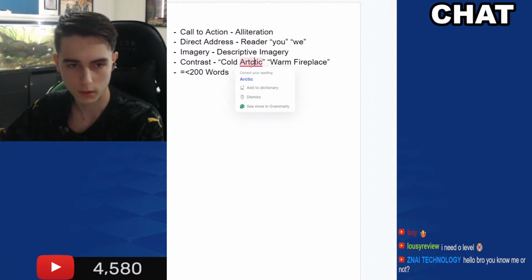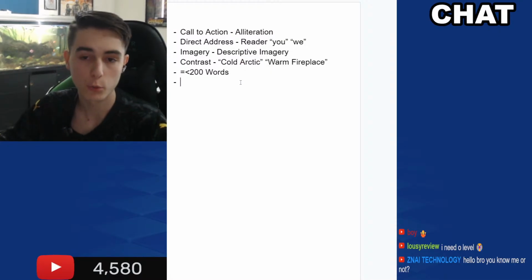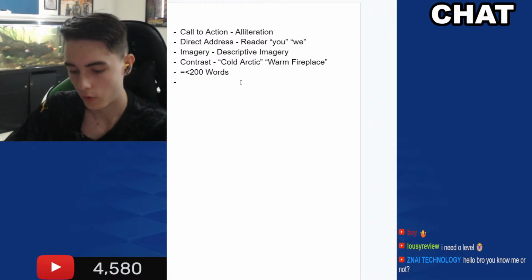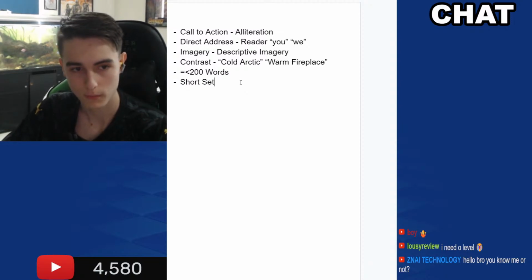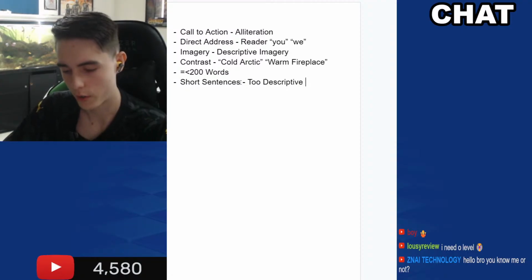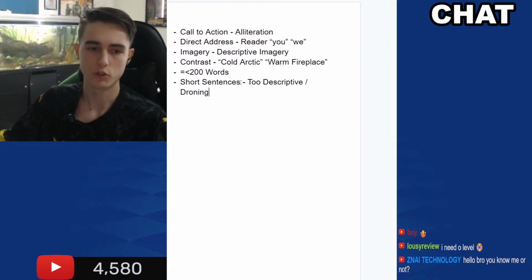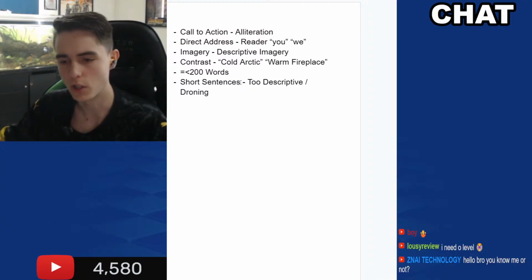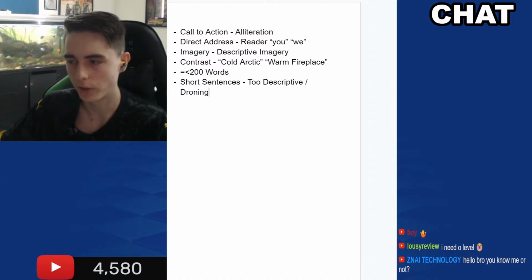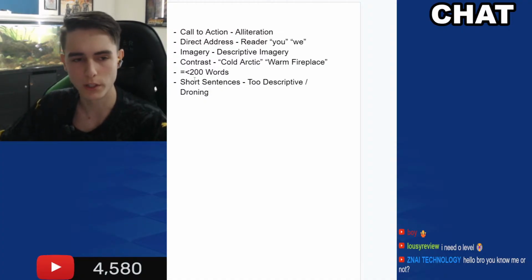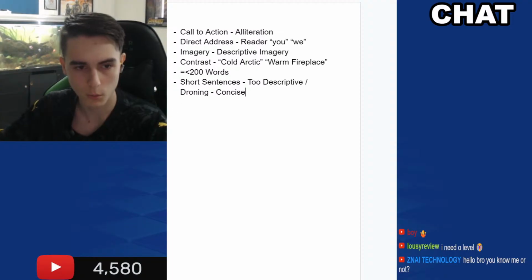And then, let's just correct this. And then the final thing we also want is short sentences. We don't want to be too descriptive or droning. And if you don't know what droning is, it basically means continually waffling about just descriptive stuff, or about saying, yeah, you should try this, and keep waffling about it. You just want short, straight to the point, concise. That's another good word here. Concise is sort of the primary thing you want, and obviously the call to action at the end.